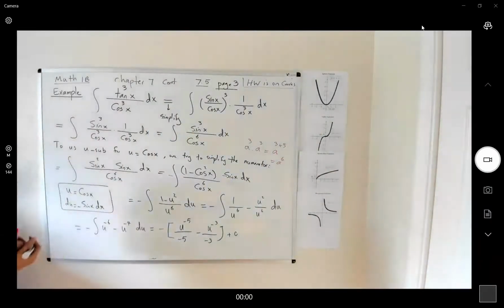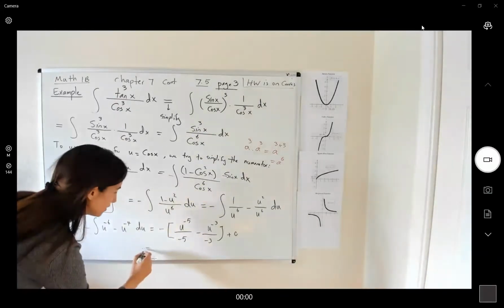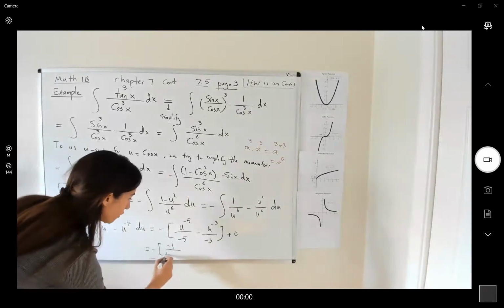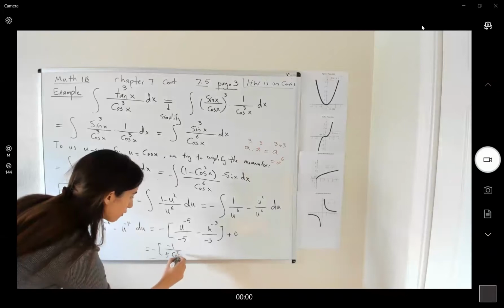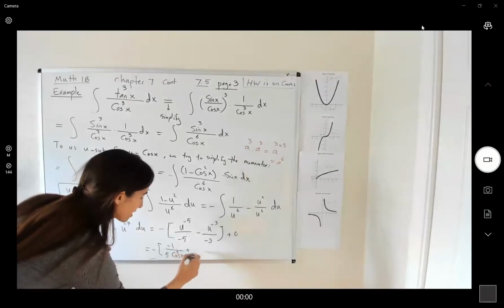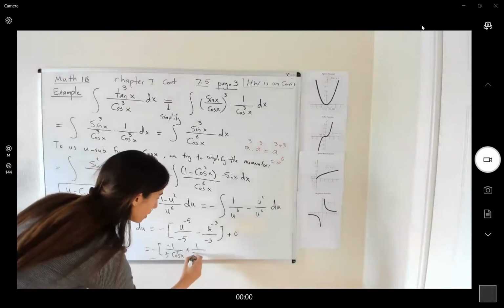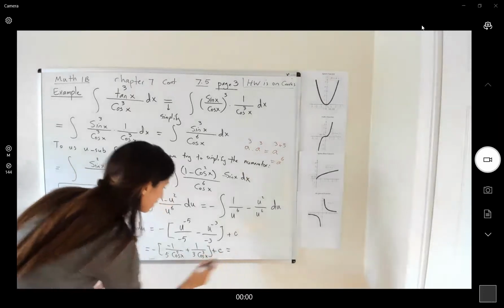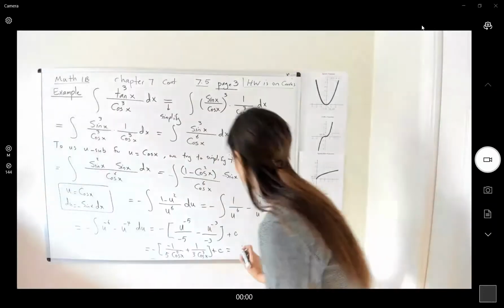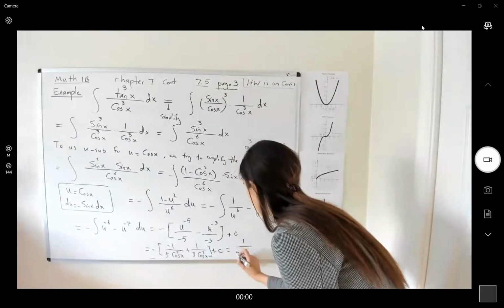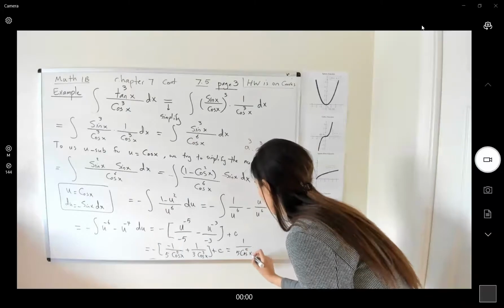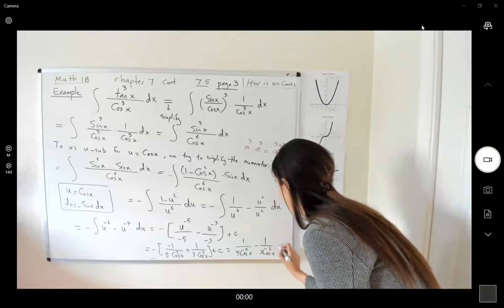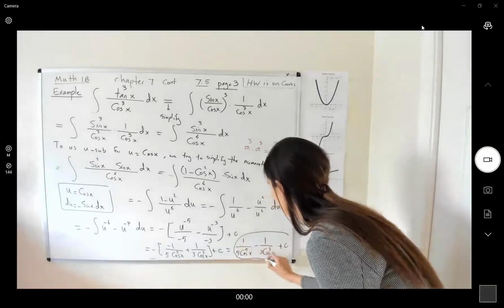So what is u? U is cosine of x. This is equal to minus negative 1 over 5 times cosine to the 5th of x plus 1 over 3 cosine to the third of x plus constant of integration. You can distribute the negative sign here. You get 1 over 5 times cosine to the fifth of x minus 1 over 3 cosine to the third of x plus constant of integration.